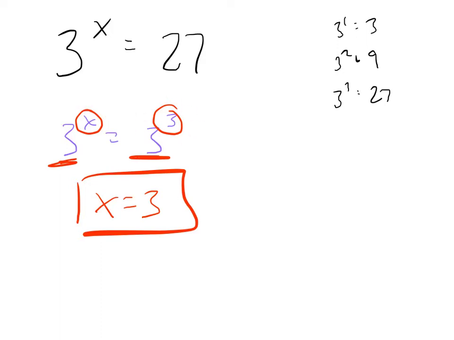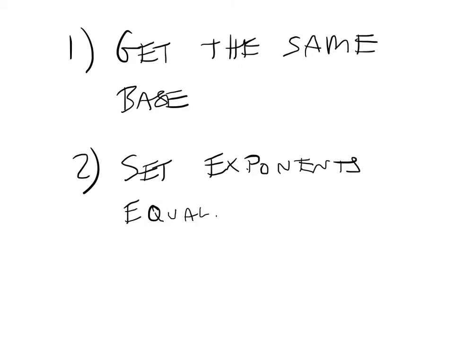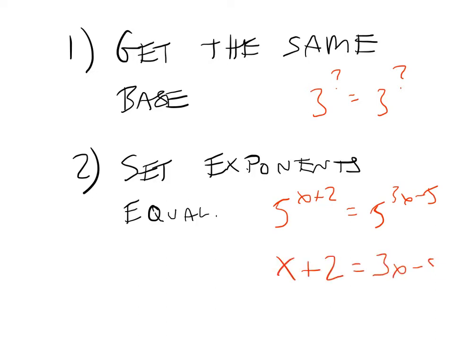So there's a couple of steps that we can do. Like we just said, the first is to get the same base. In our example, we wanted to have them both be 3 raised to some power equals 3 raised to another power. And once they have the same base, we can set the exponents equal to each other. So if I had 5 to the x plus 2 equals 5 to the 3x minus 5, I know then that I can take these two exponents, because they have to equal each other since the two sides equal each other. So then I would know that x plus 2 would equal 3x minus 5.